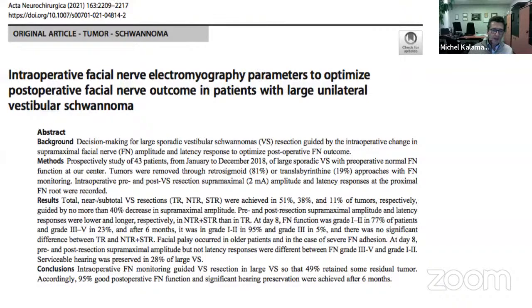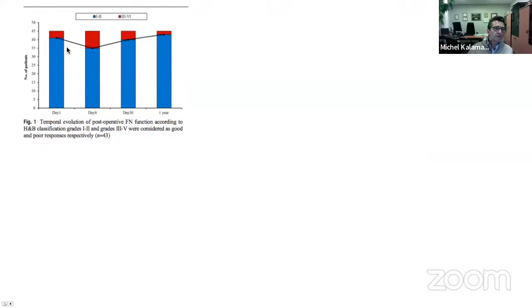And with this strategy, we obtain a good result at 1 year in 95%. And you see the quality of the resection. We obtain a nice resection in a lot of cases, more than 80%. You see the postoperative House-Brackmann function in this series, and you see there is some worsening of the facial nerve at day 8, but you see it's 95% at 1 year.